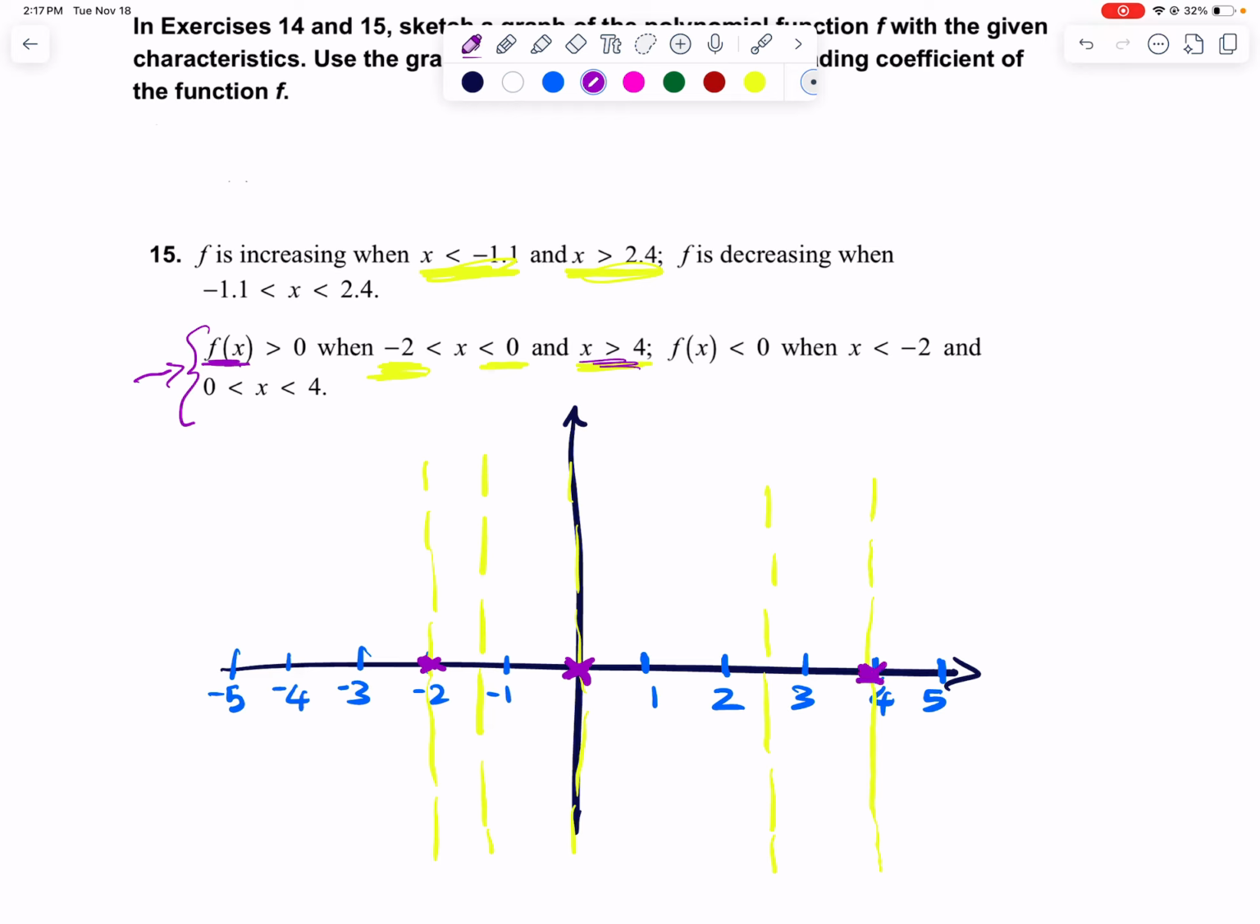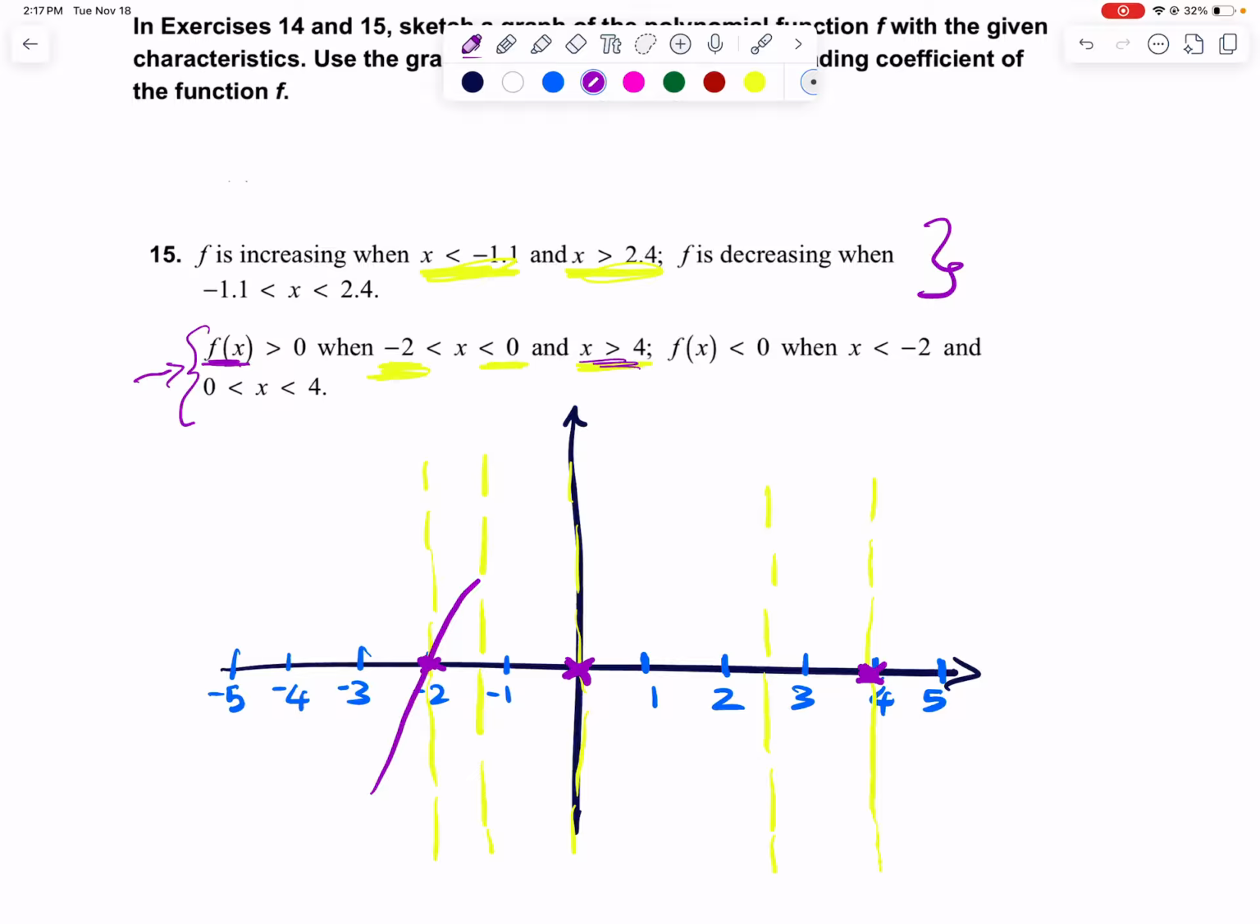4 is also important as an x-intercept for the very same reason. Once we have our x-intercepts marked, we can make sure that the function is increasing and decreasing where it should be. The first thing is that we know the function is increasing, so it's going up, when x is less than -1.1. So it's going up everywhere before there. And remember that this purple marking is an intercept, so it's going up through the x-intercept until it gets to -1.1. So let's draw that.